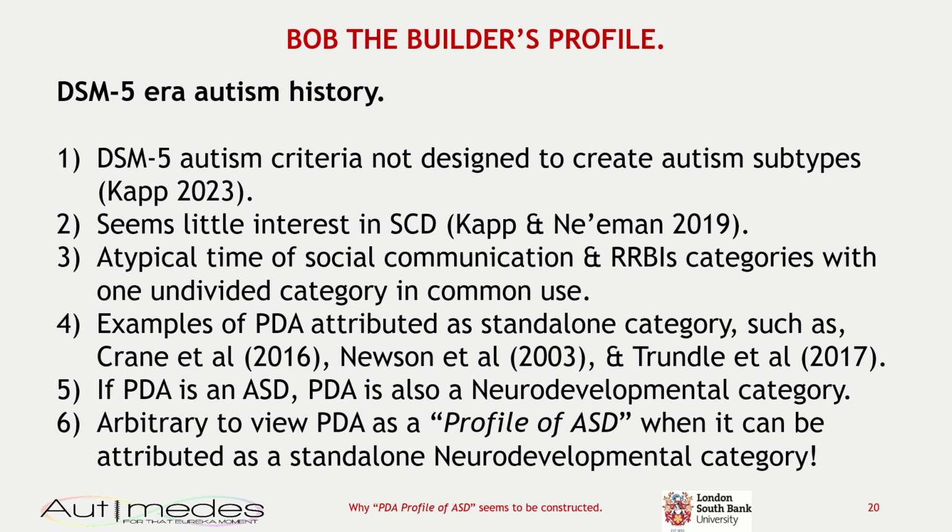But that safety net residual category doesn't seem to be in common use with autism under the DSM-V for some reason. I'm not entirely sure why. It just doesn't seem to be the case. And this is what I'm trying to say: we're in an atypical time for social communication disorders and restricted and repetitive behaviours and interests categories, with only one undivided category in common use.